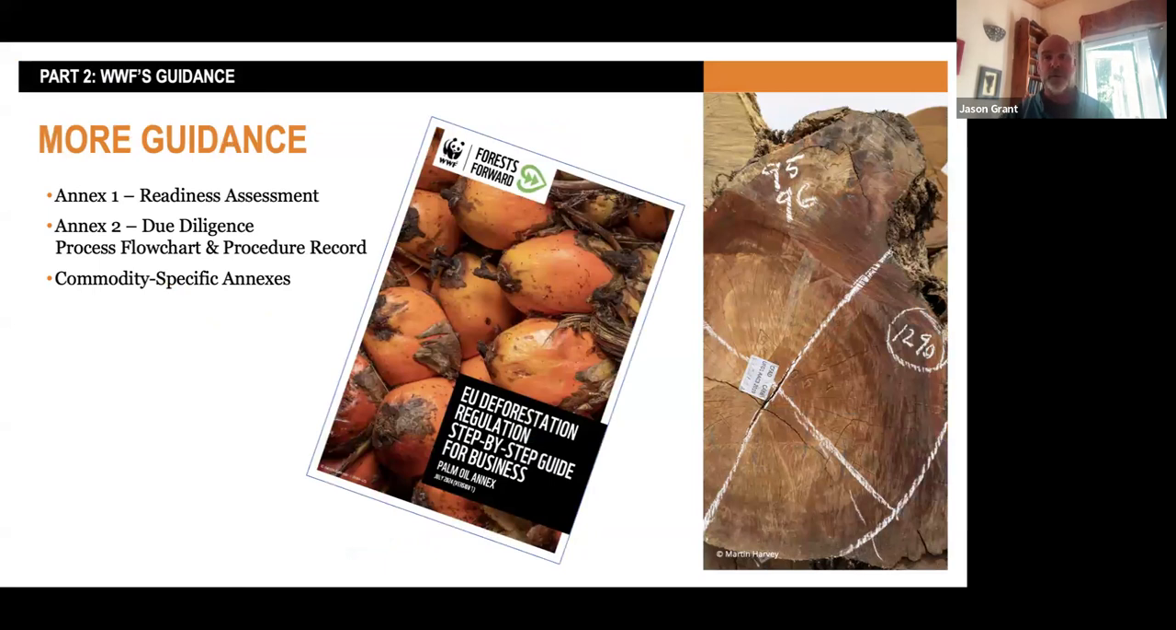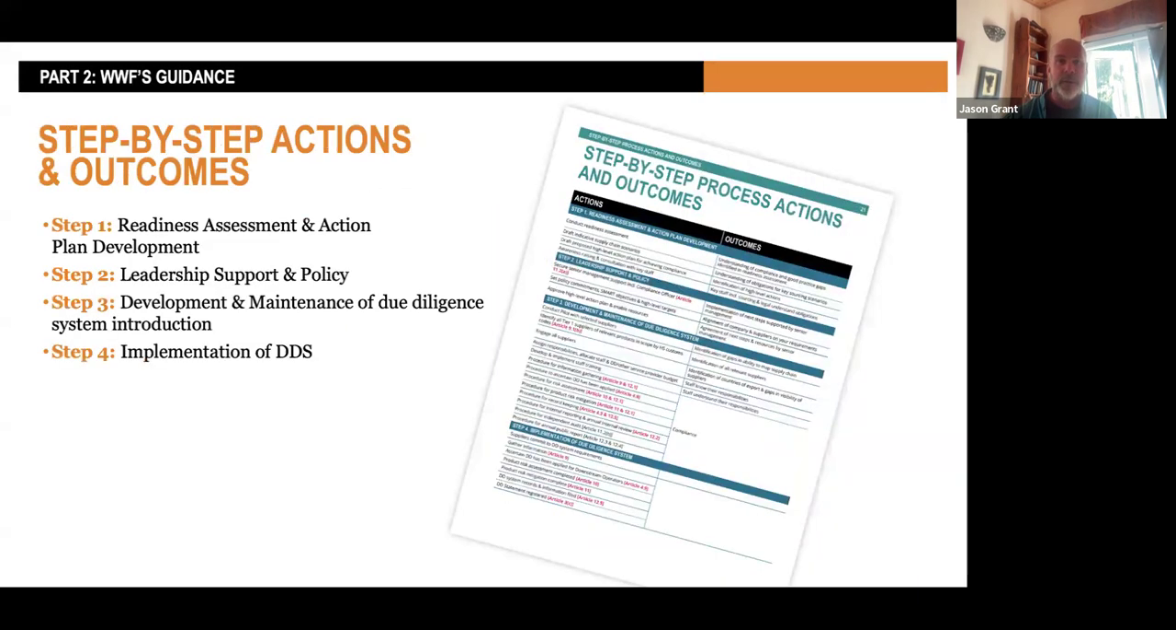We also have produced a number of annexes. There's a readiness assessment, kind of just an initial gap analysis that you could do if you are subject to the regulation. There are some recommendations around how you might set up your due diligence system in the second annex. And then we have a number of commodity-specific annexes. We don't have them for every single commodity. We didn't do them for coffee, soy, and cattle, beef, leather, although hopefully we'll get to those at some point. But we did them for all the others. We have them for timber and rubber and cocoa and palm oil. And so those are recommendations that are specific to those commodities.